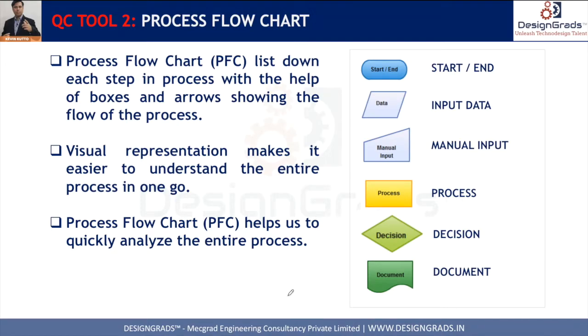Now these are some of the boxes which are shown in a PFC or PFD. So we have a start and end, then we have data, manual inputs, process, decision, and a decision might be yes or no, and then we have documents. So there are different signs and different boxes to represent different kinds of information.